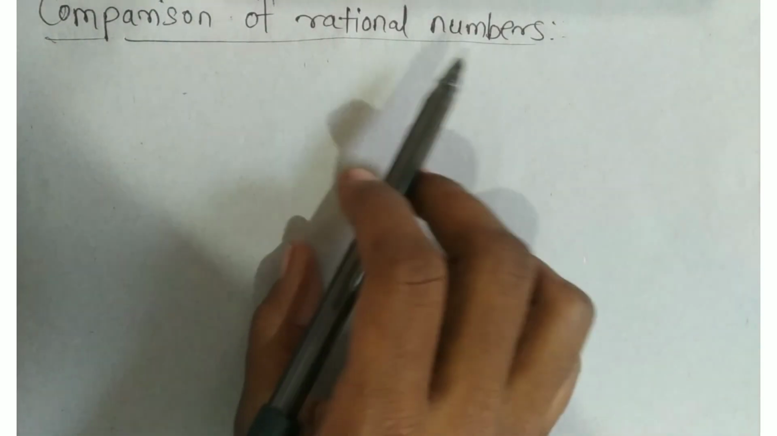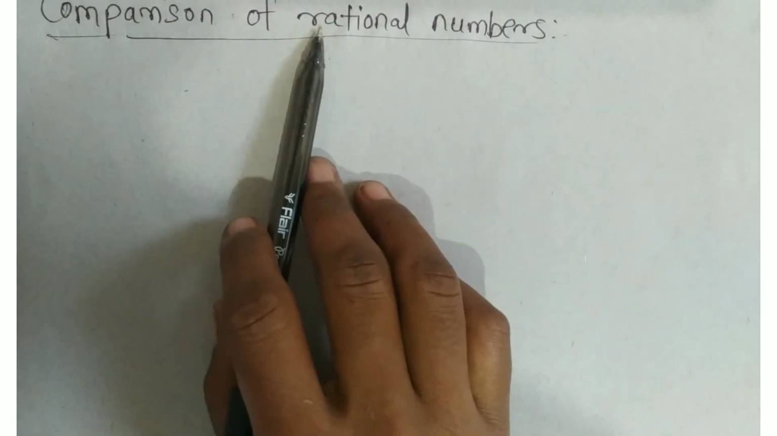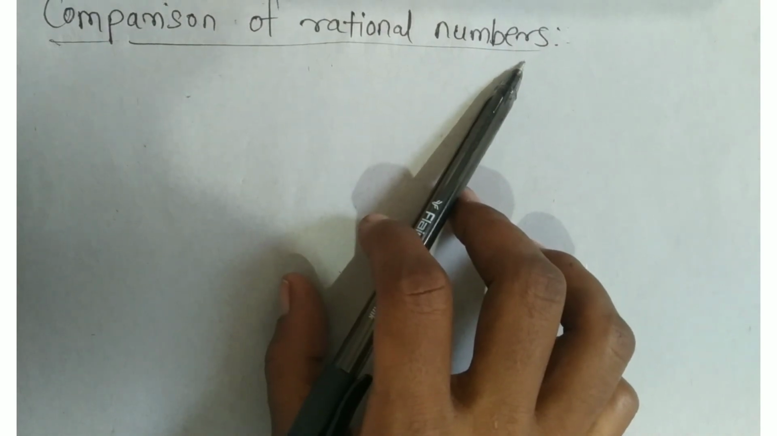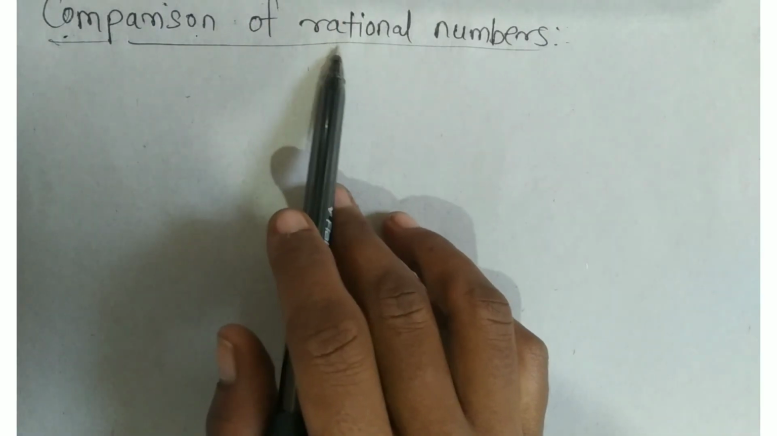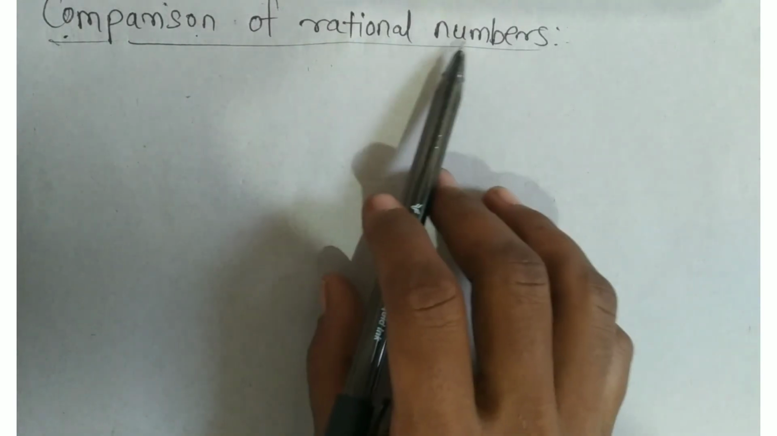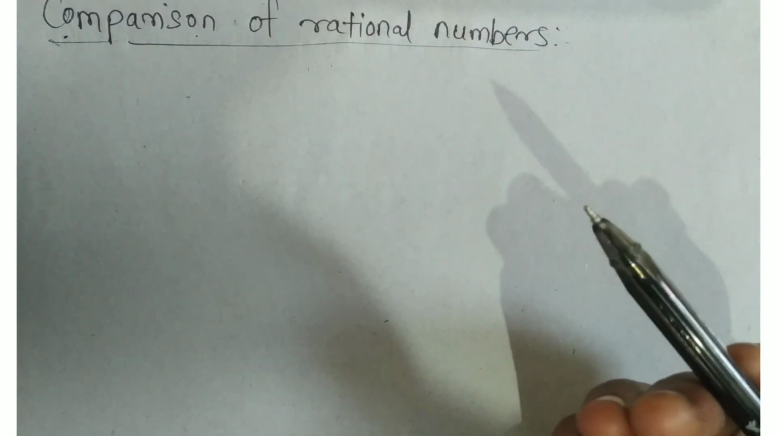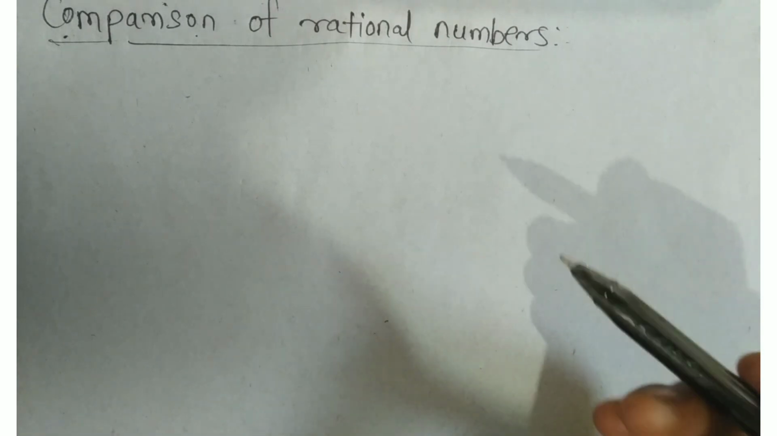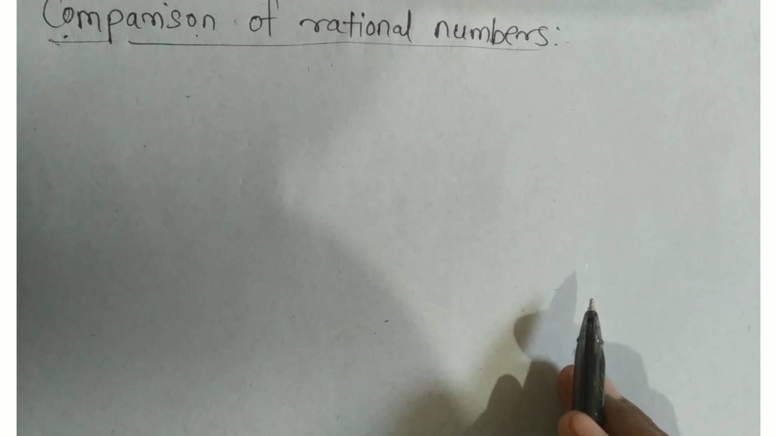Comparison of rational numbers. Today we will learn about comparison of rational numbers. First of all, we should know the meaning of comparison and rational numbers. Comparison means comparing, and rational numbers, the numbers which are in a fraction form, are called rational numbers, or the number which is in p upon q form, where p and q are integers and q is non-zero.